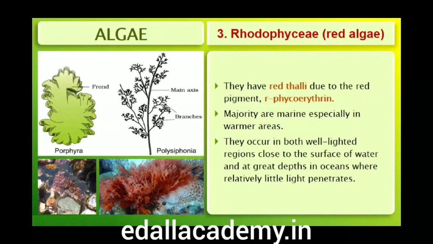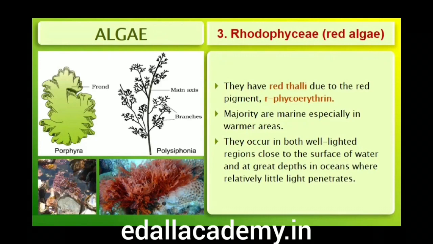3.1.3 Rhodophyceae. The members of Rhodophyceae are commonly called red algae because of the predominance of the red pigment, phycoerythrin, in their body. The majority of the red algae are marine, with greater concentrations found in the warmer areas.